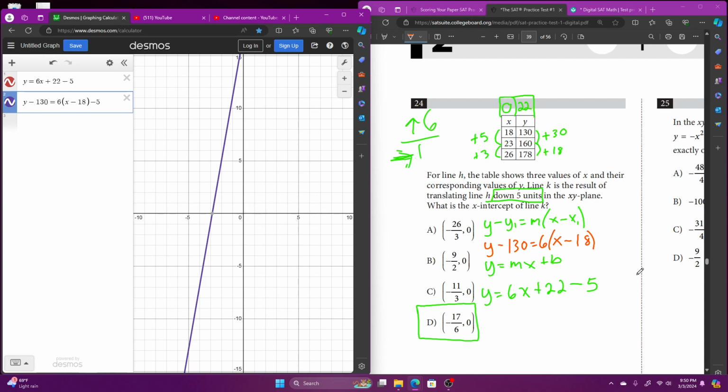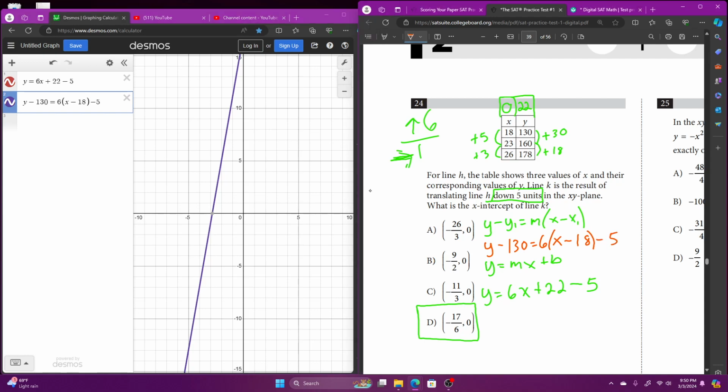To translate it down 5, you can just put the minus 5 on the end. So you don't have to, of course, on the SAT, solve it both ways. You choose the method that you are most comfortable with. And since we're getting towards the higher numbers on this section, we're really on some of the more difficult questions for SAT here.